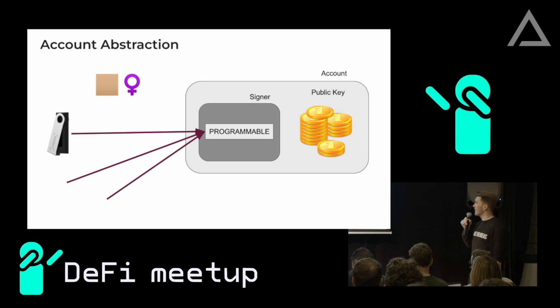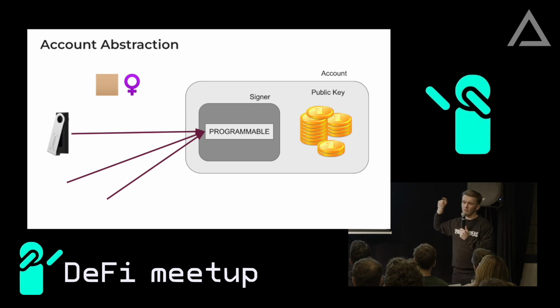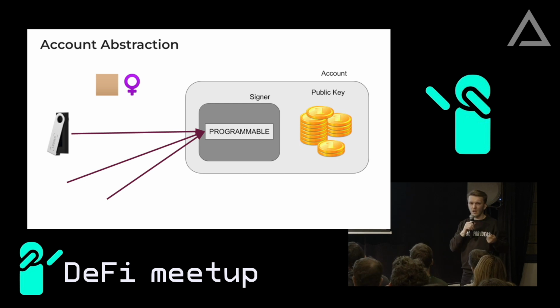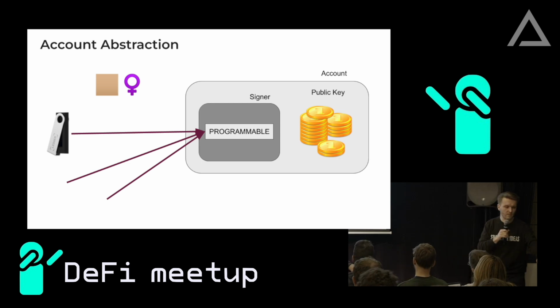So here is how account abstraction is changing that. The account is still there. It has the public key, so you can send tokens to this account. The money is there, but the signer is programmable. It doesn't hold the seed. It's not tightly connected to that seed phrase. It's a piece of code, and the creator of this account can define how it is going to check whether you are the owner of this money or whether the transaction is valid.